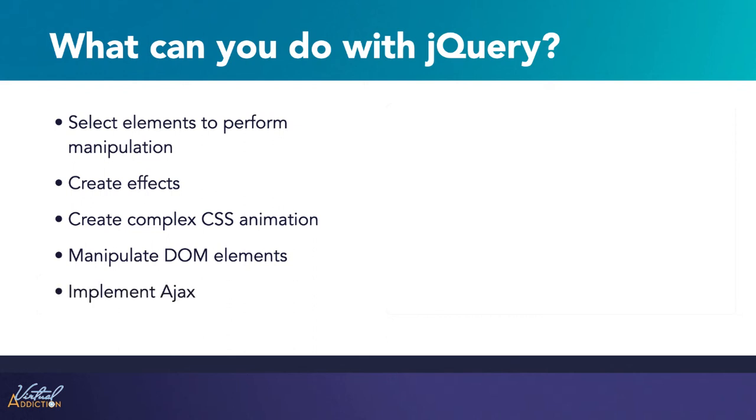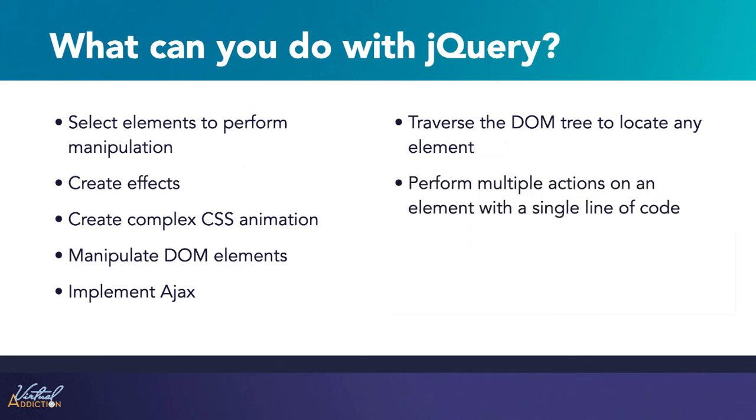You can implement AJAX to enable asynchronous data exchange between client and server. You can traverse all around the DOM tree to locate any element. You can perform multiple actions on an element with a single line of code. And you can easily get or set dimensions of HTML elements. The list does not end here. There are many other interesting things that you can do with jQuery, but this just gives you a small idea.